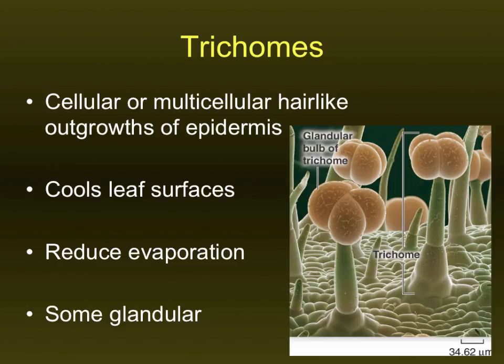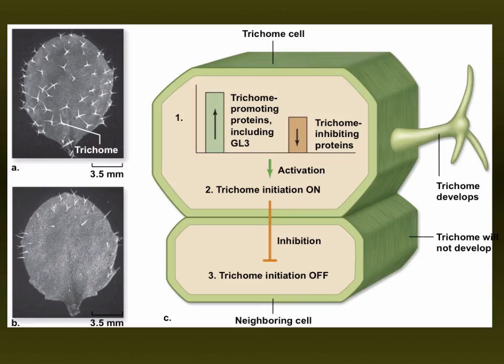You can have glandular trichomes, which is what these are. They have these structures up here which can produce toxins or adhesives or feeding deterrents to keep herbivores away from the plants as well. Lots and lots of diversity in trichomes.